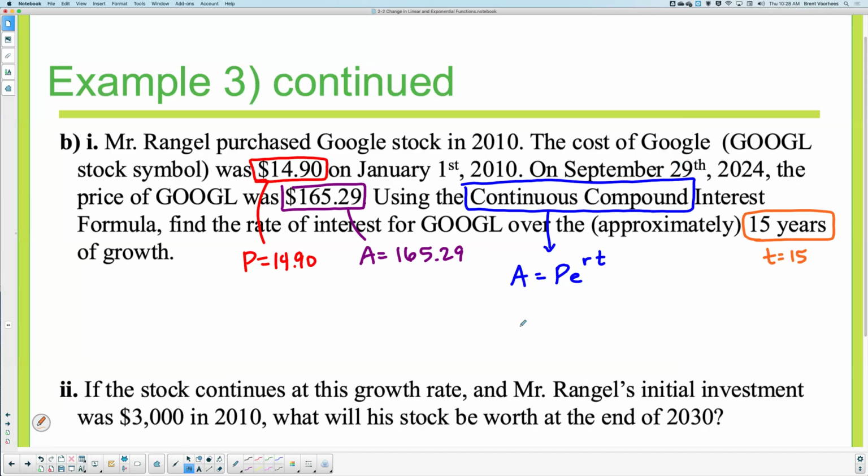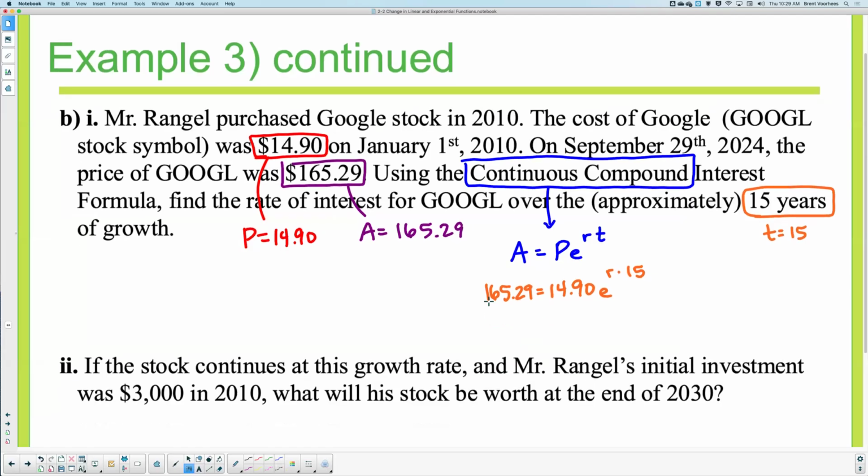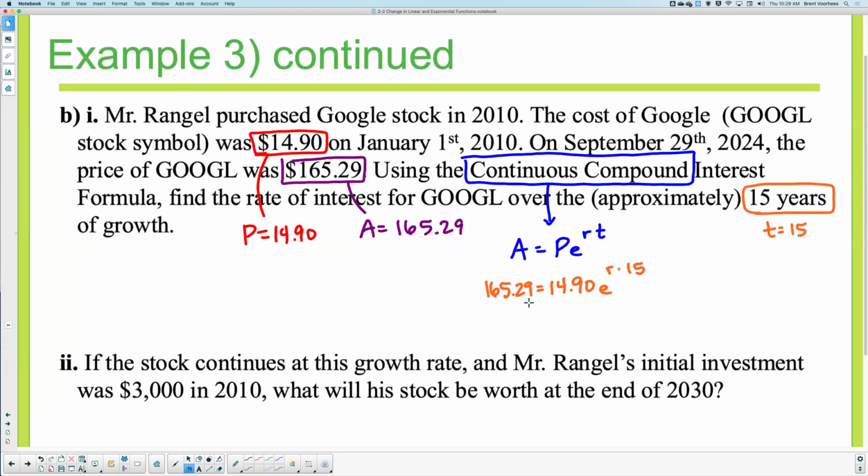Okay, so let's type in our values and see what we have. Our A is going to be 165.29. Our P in the formula was $14.90. E is a button on the calculator. I'll show you. It's like pi. We don't know our rate, but we do know time is 15. What I'm going to do is just use solve. I will show you in the coming days how to solve this problem by hand. Today, I'd rather teach you how the finances work rather than how the math works on this. So that's what I'm going to choose to do here.